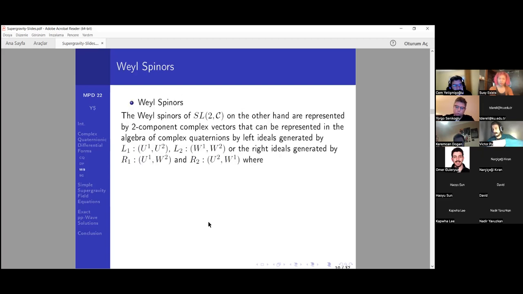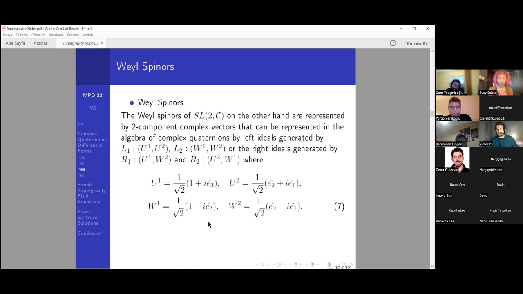Now, I need to introduce the Weyl spinors, which are represented by two-component complex vectors that can be represented in the algebra of complex quaternions by left ideals generated by, let's say, U1, U2, W1, W2, and the right ideals. The combinations of U1, U2 and W1, W2 correspond to undotted spinors, and U1, W2 and U2, W1, the right ideals, correspond to the dotted spinors. And you have them explicitly as this. So when I take a Weyl spinor, I can give it as a combination. The basis vectors will be U1 and U2, or W1 and W2 if I choose.